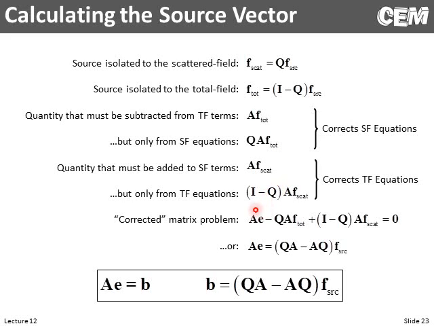So here's the total problem. We have A times E, and that should be a lowercase e. I apologize for that. So A times E, and here we're going to subtract this quantity, where these are the corrections on the scattered field side. Then we want to make the corrections on the total field side. Then if we do some algebra, we end up with this final equation, A times E equals B. So this is our B vector: Q times A minus A times Q times F source. So that is how we do it, and that is incorporating the corrections that match the finite difference equations that cross that interface between the total field and scattered field region.